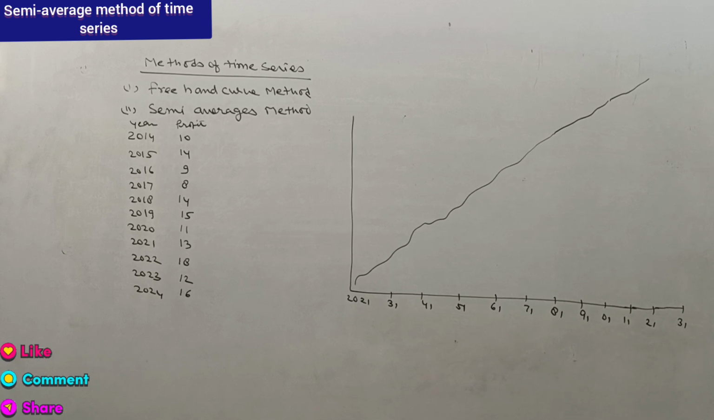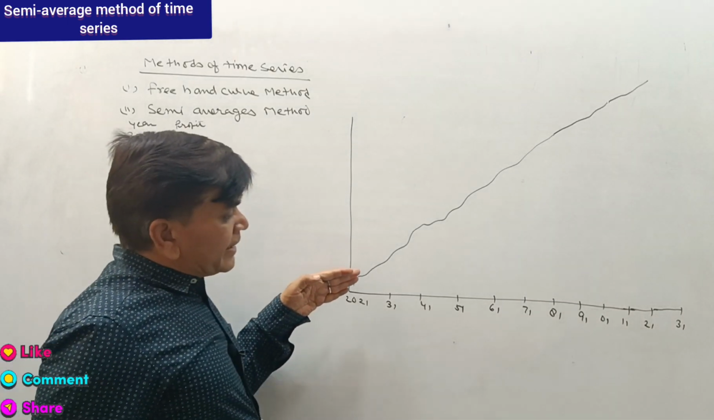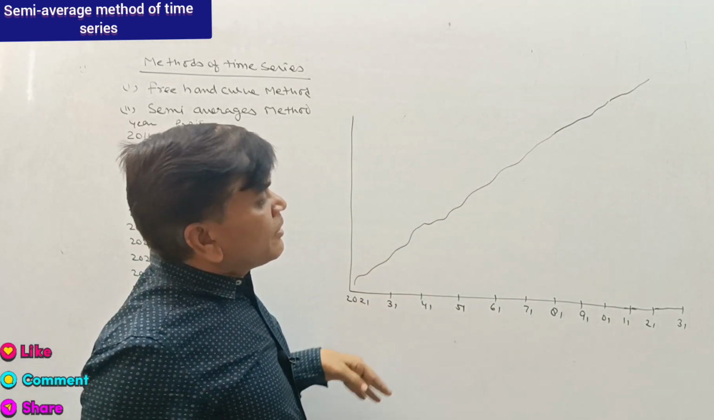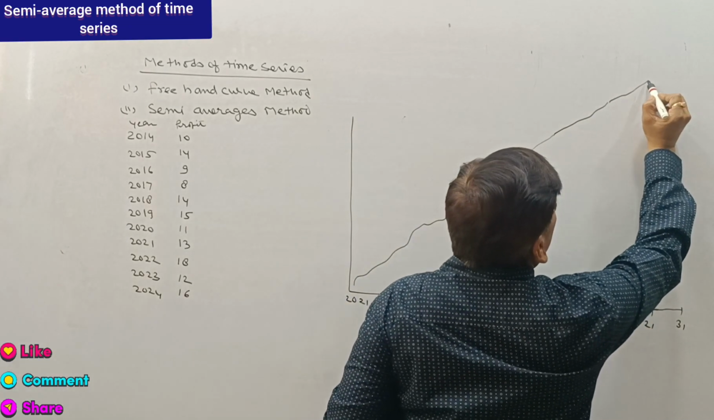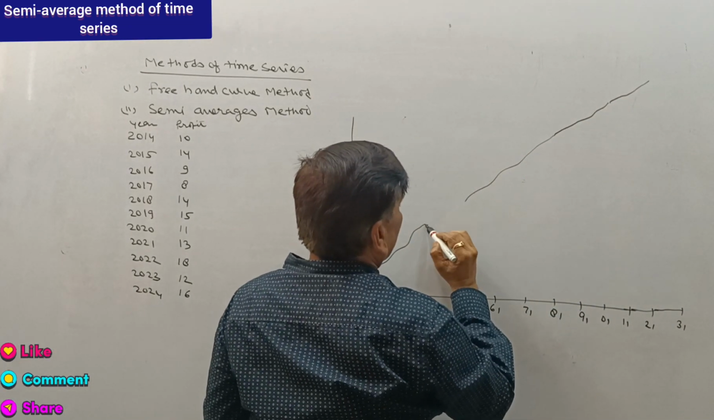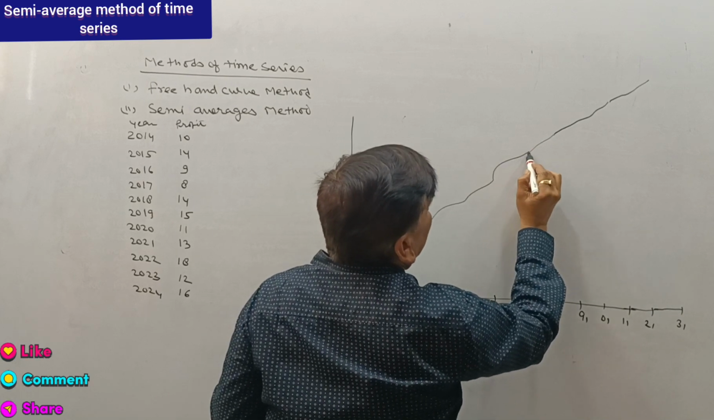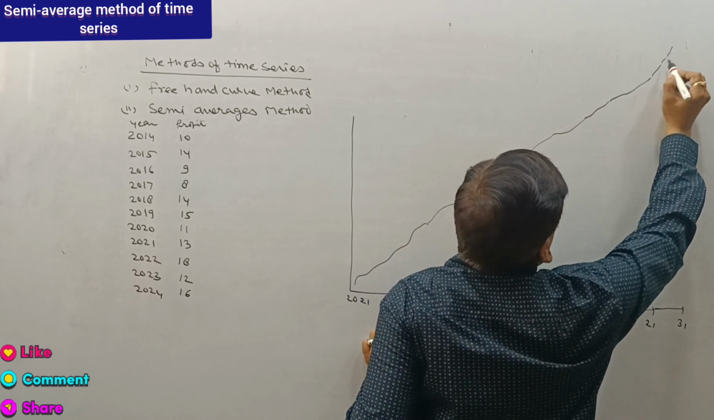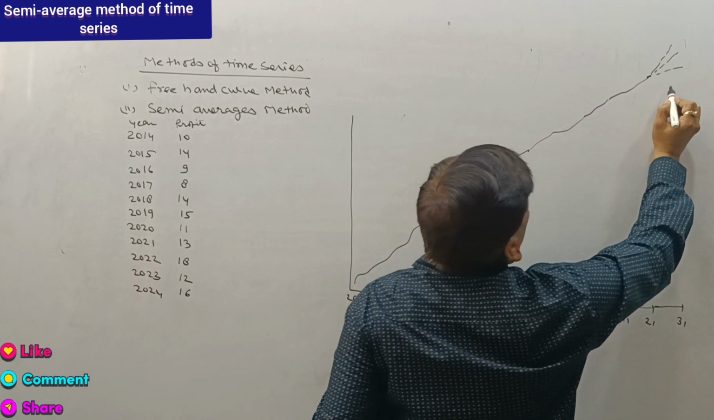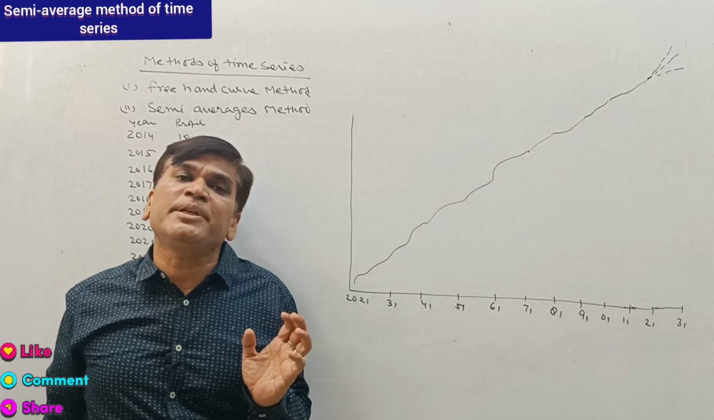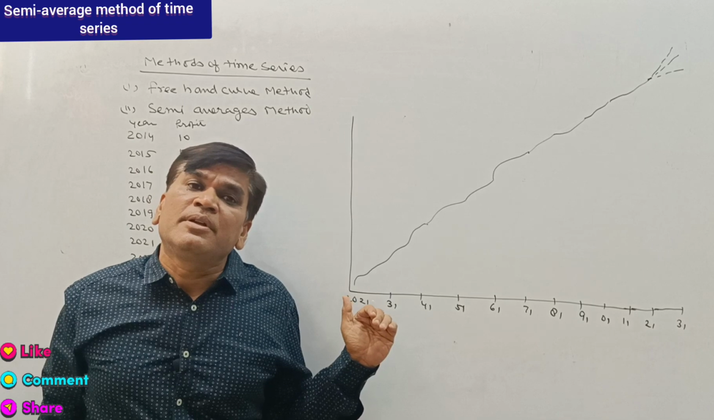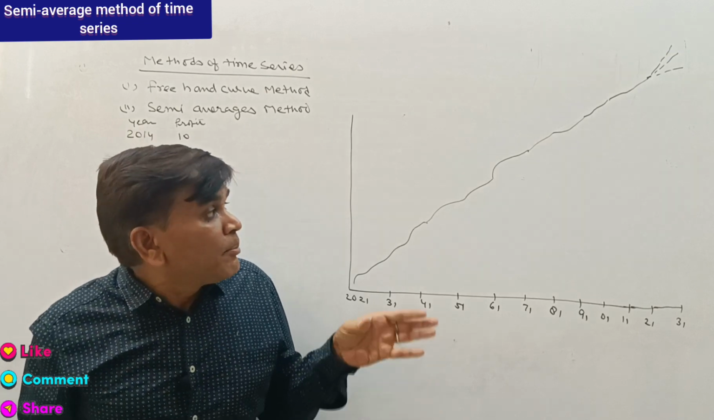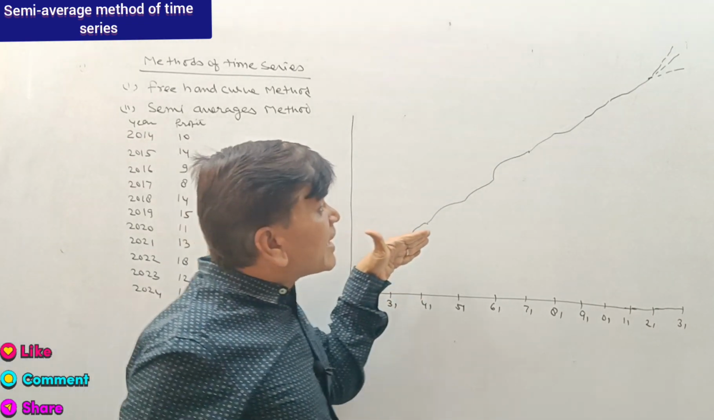By seeing this trend, we can make the forecast. But suppose it may change. Suppose the data is in this form also, sometimes increasing and sometimes decreasing. So the data may go this side, this side and this side. So the freehand curve has some limitations. In the freehand curve, by seeing the curve, we can forecast the data.